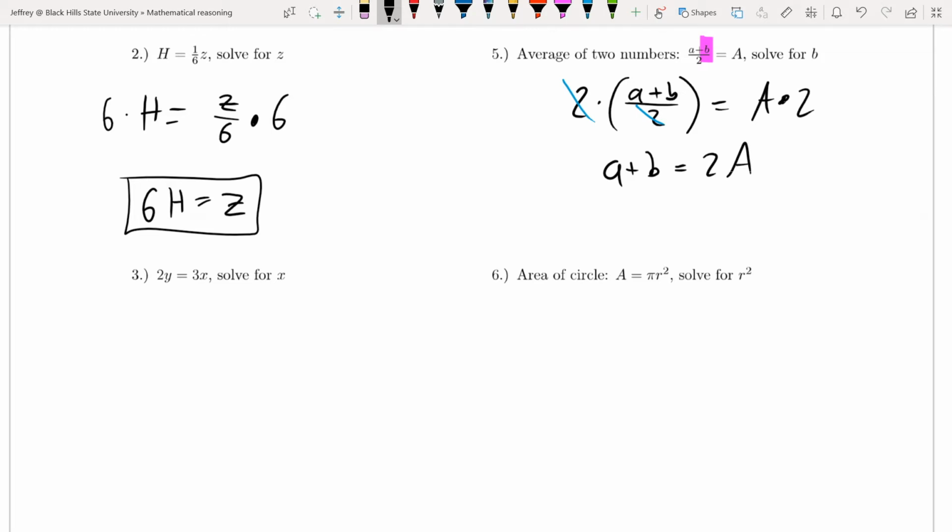The a's are different in this case because one's lowercase, one's upper. And we just need to subtract lowercase a on both sides. So we get lowercase b equals 2 times capital A minus lowercase a.